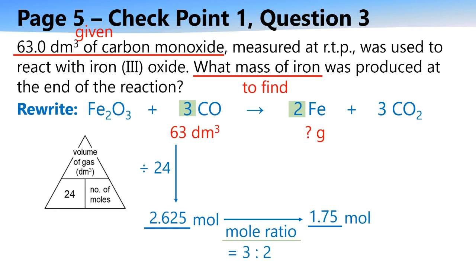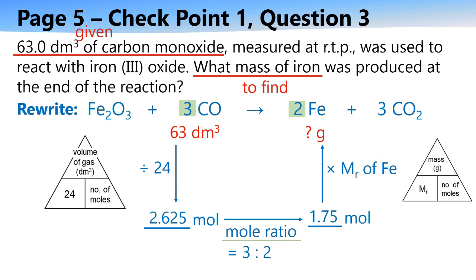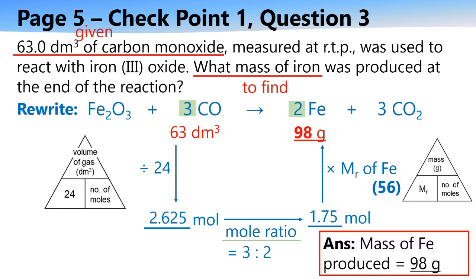Now that we have the number of moles of iron, we can find the mass of iron. So what do we do? As you probably know by now, from number of moles to convert to mass, I need to multiply by the MR. And the MR of iron in the periodic table is 56. Technically it should be AR since iron is just one atom, not a compound, but it's okay. I'll just use MR. So 1.75 multiplied by 56 and I will get 98 grams. And that is the final answer. Mass of iron produced is 98 grams.